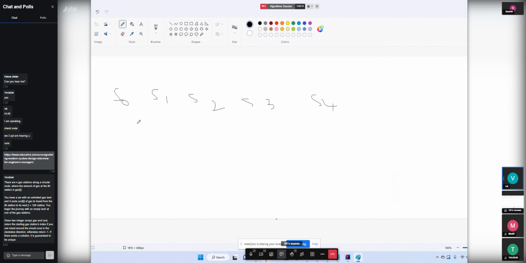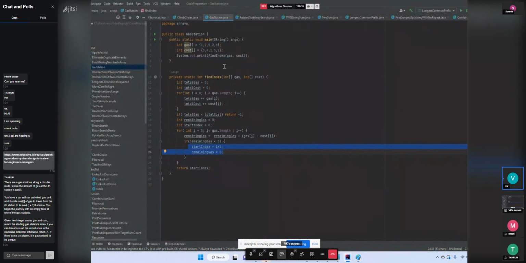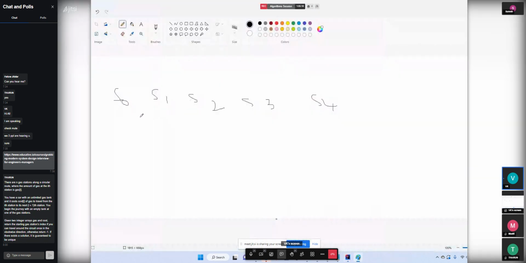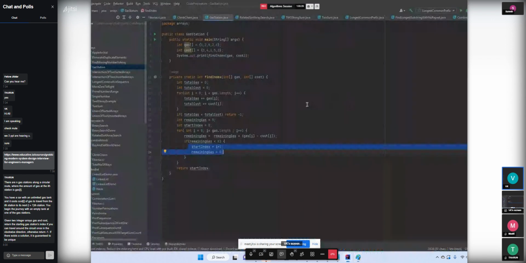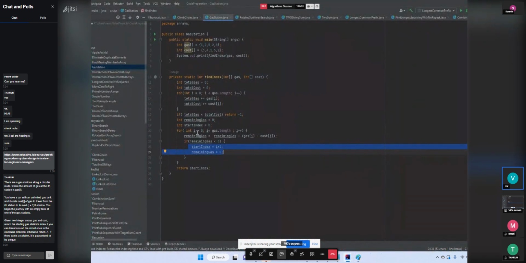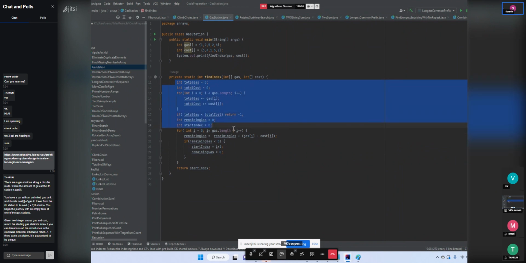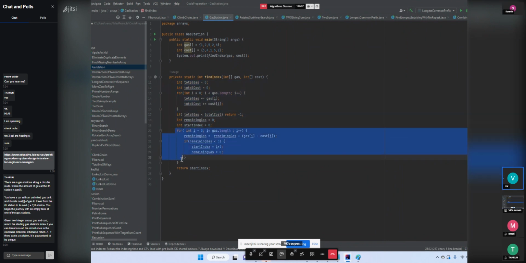So what is the required amount? 3, 5, 3, 4, 5, 3, 4, 1, 5, 2. This is 2, right? Then anyway, we don't need to check this one. Okay, that's fine.